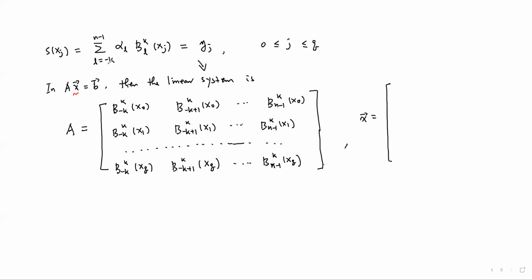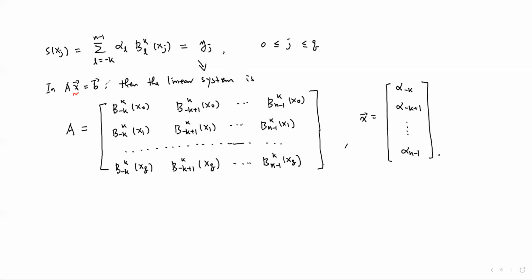When L is negative K, the first entry is alpha negative K. When L is negative K plus 1, alpha negative K plus 1, and so on. Then the last entry is L is N minus 1, so alpha N minus 1. This is the unknown.